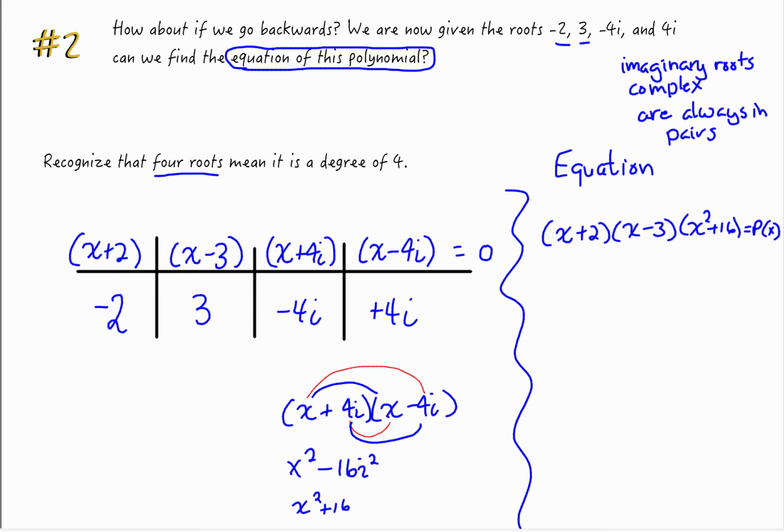So you can't just have the root 3 minus 2i. It must have its sister root, 3 plus 2i. They always have to come in pairs, because after all, they're the square root of a negative number. And we have the principal root and the negative root of that square number.